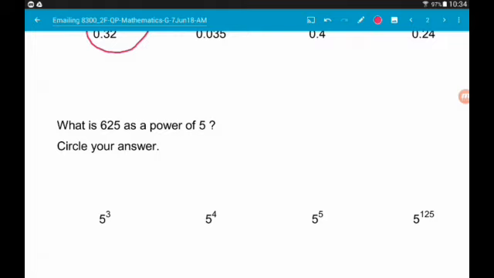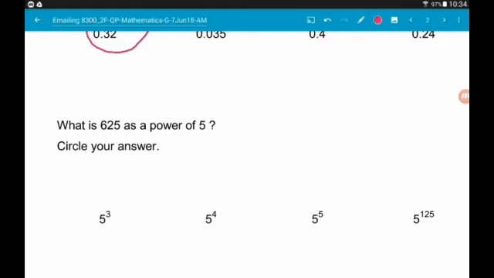Question 3. What is 625 as a power of 5? So again, we can stick these in our calculators and see which of them gives us 625. So 5 cubed means 5 times 5 times 5, which is 125. So it's not that. 5 to the power 4 though, 5 times 5 times 5 times 5 does give us 625.